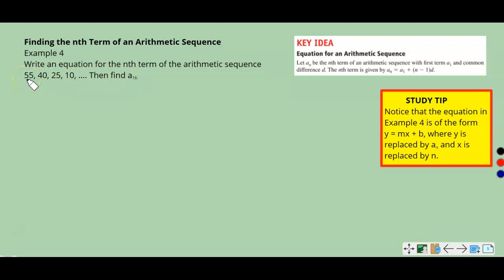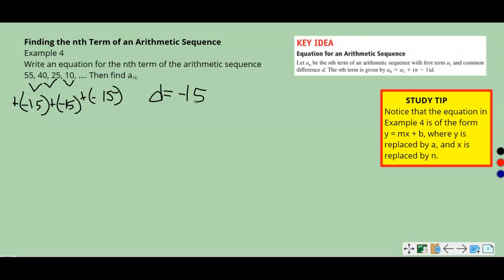All right, so we have 55 to 40. That means we're going to subtract 15, or we're going to add -15. From 40 to 25, we do the same. Add -15 and add -15. So we can conclude that our common difference is -15.